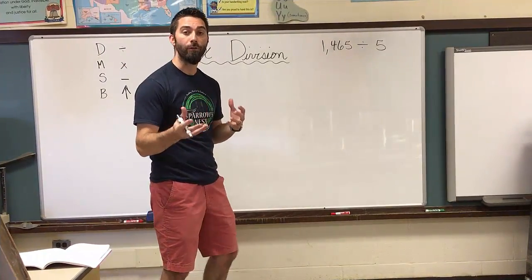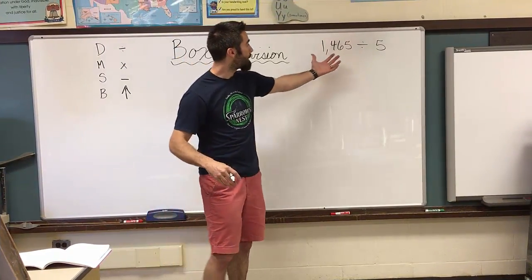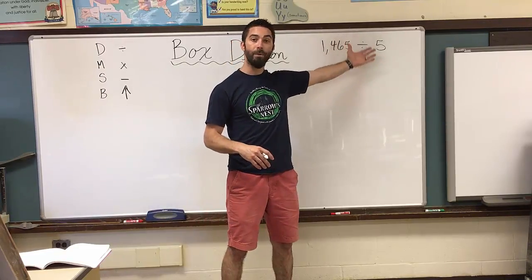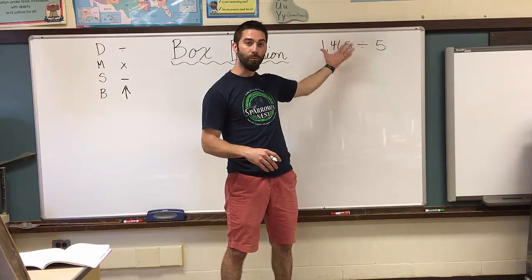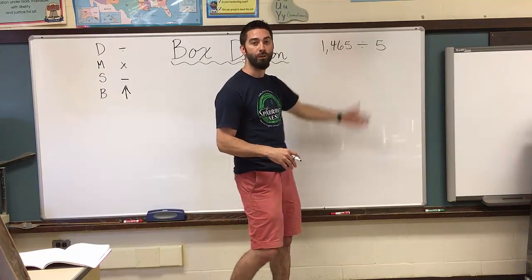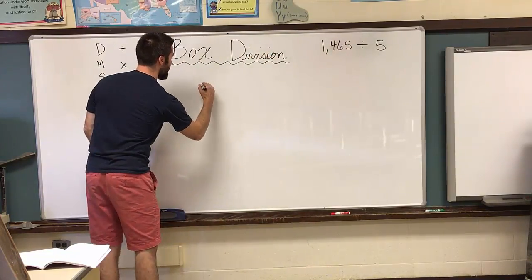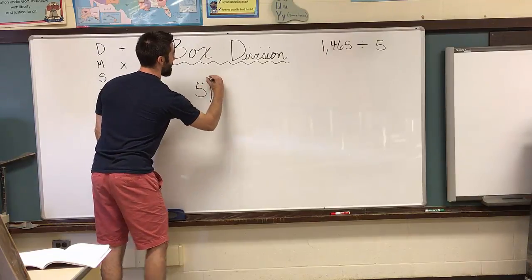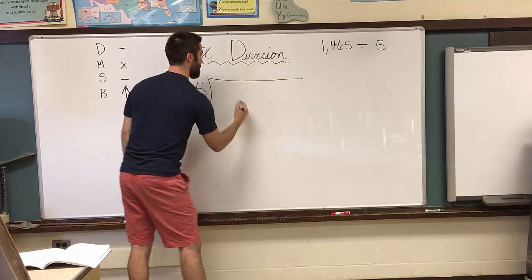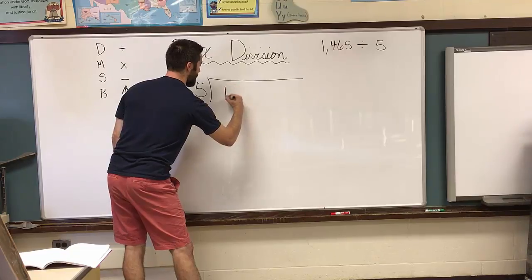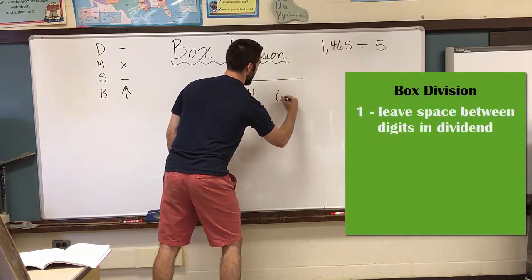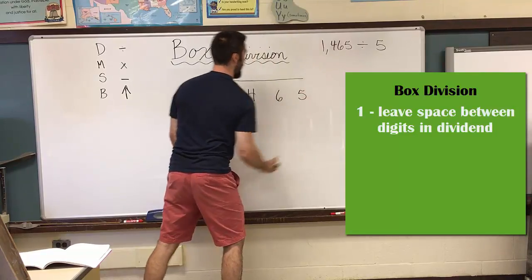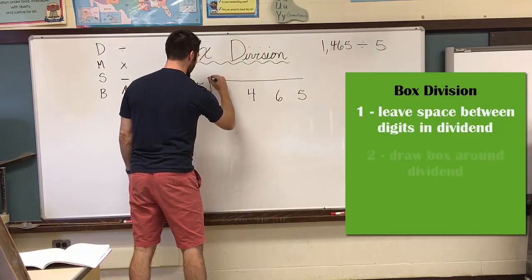Here we're looking at another example of box division, seeing that it's 1,465 divided by 5, recognizing that it's not limited to a certain amount of digits. We can use larger digits in the division with box division. So when I set this up, I create my regular doghouse, but I need to make sure my digits are separated. And now I can put my entire box in.